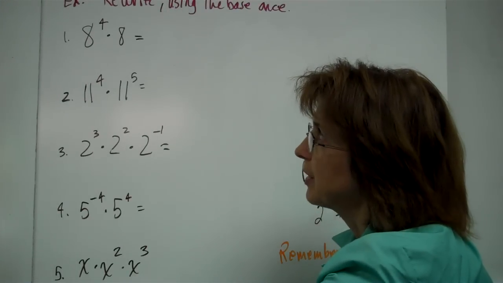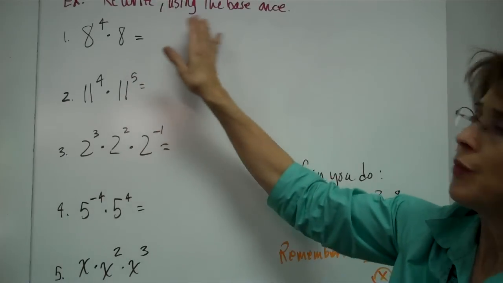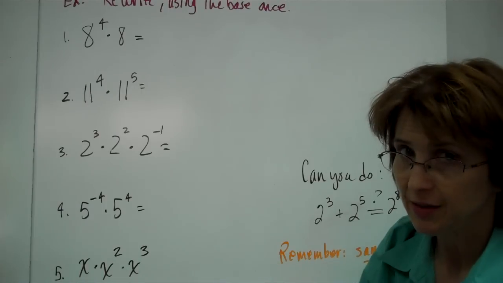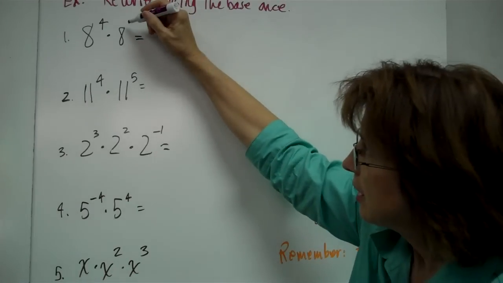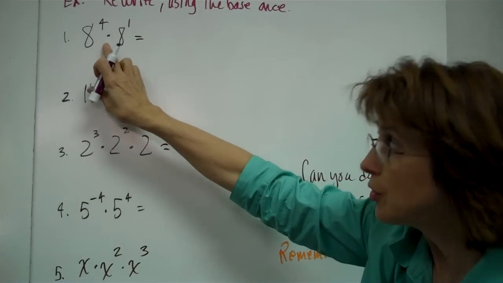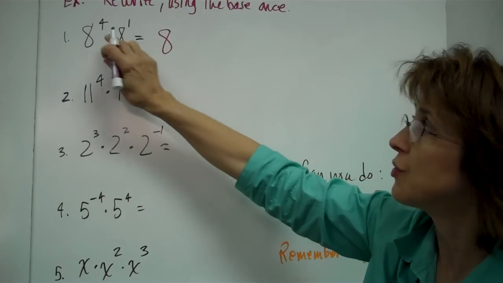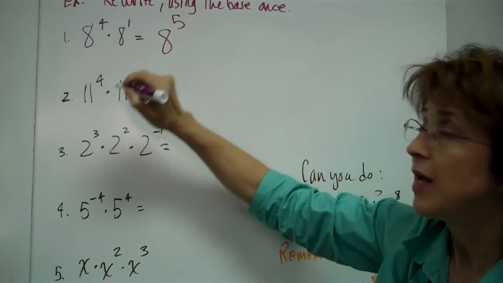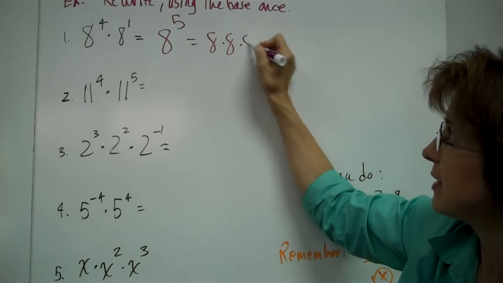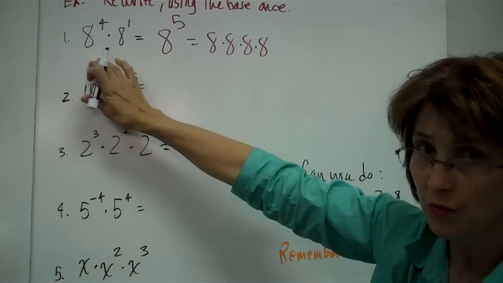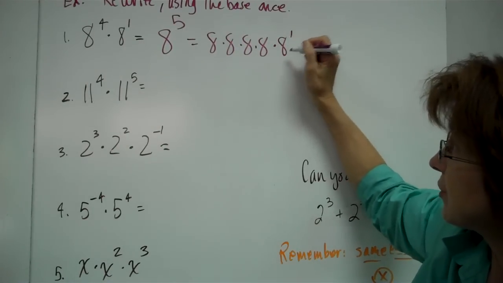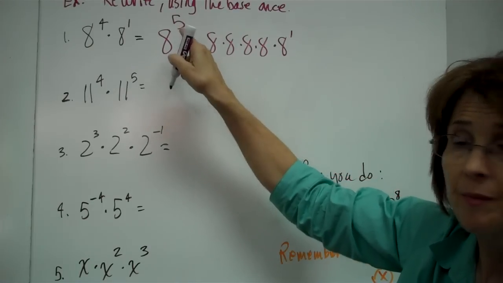Let's practice a little bit. For example, we want to rewrite this using the base once. We have 8 to the fourth times 8. Well, let's use our little rule. That's really 8 to the first power. So the base is the same, and we're multiplying. So that's 8 to the what's 4 plus 1? 5. And you can always make sure about that, because if I just write it out, 8 times 8 times 8 times 8, that means 8 to the fourth, times 8 to the first power, well, that's just five 8s. So it's 8 to the fifth.